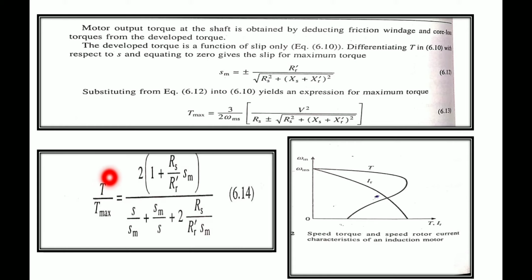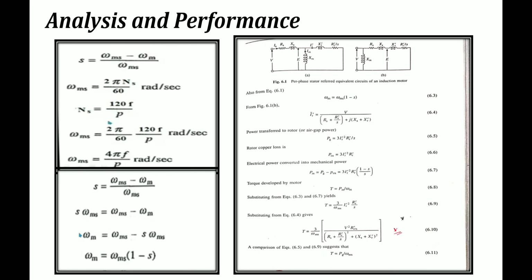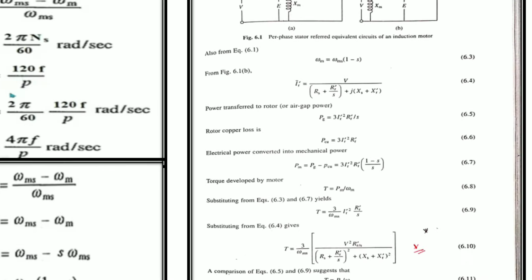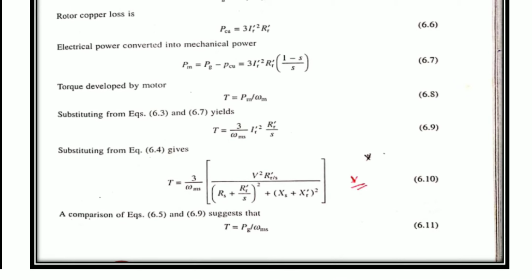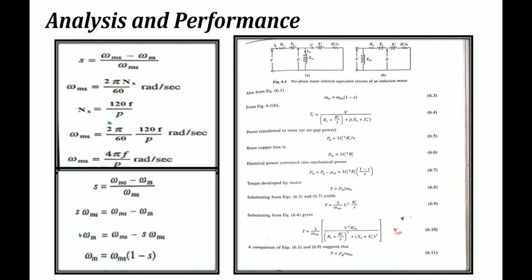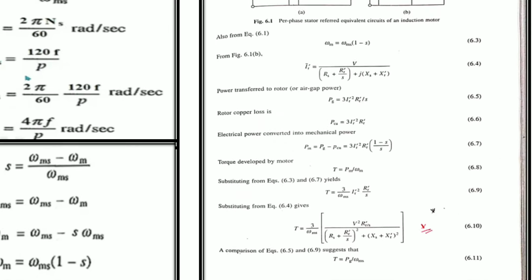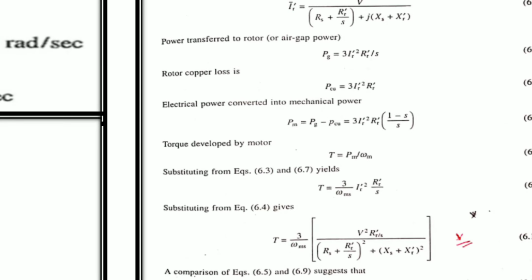In the torque equation, equation number 6.10, T is equal to 3 divided by omega ms into the bracket of V square Rr dash divided by s, divided by the bracket of Rs plus Rr dash divided by s whole square plus Xs plus Xr dash whole square itself.